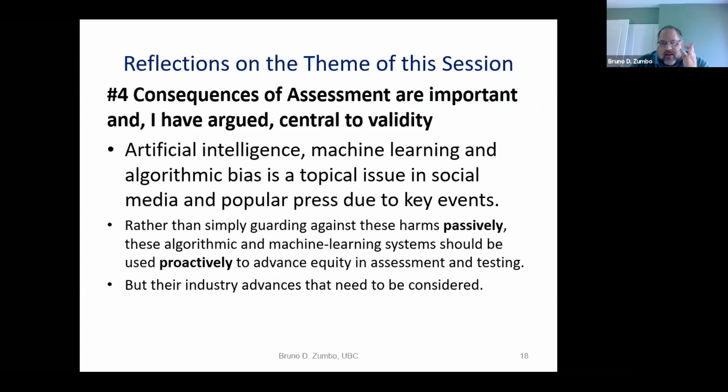My last comment is around consequences. Consequences of assessment are important. Again, I've written about this in some of my papers. It's contentious among some whether it's part of validity or not.